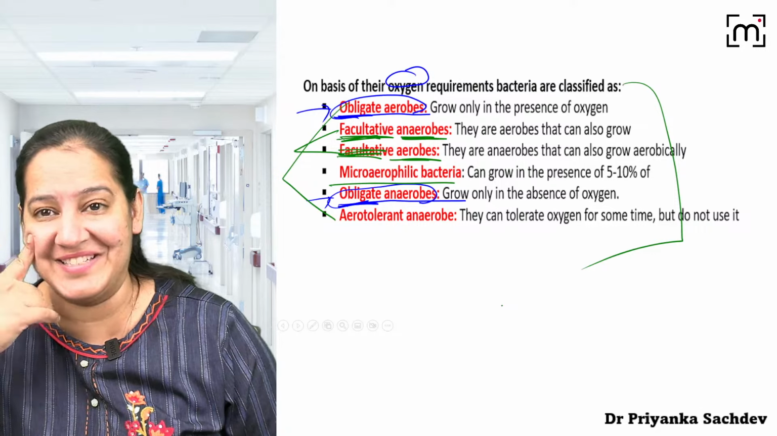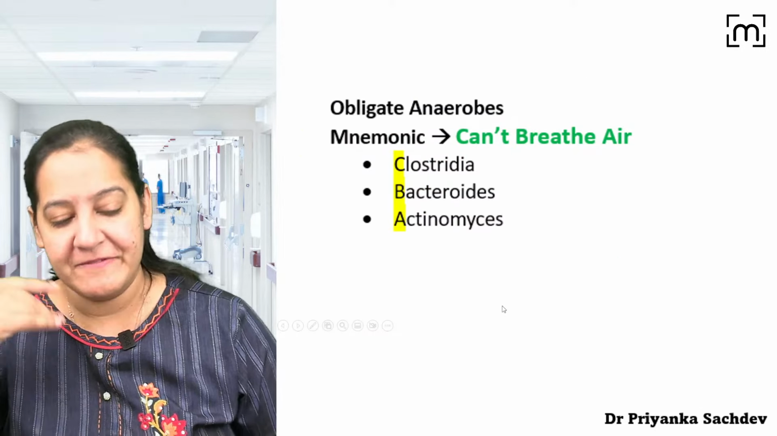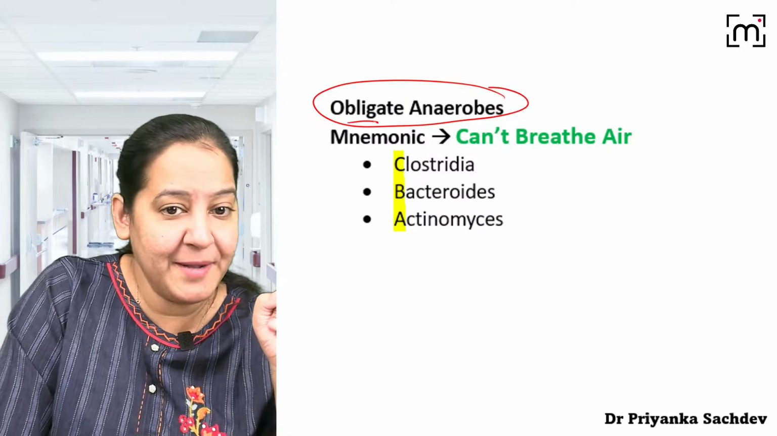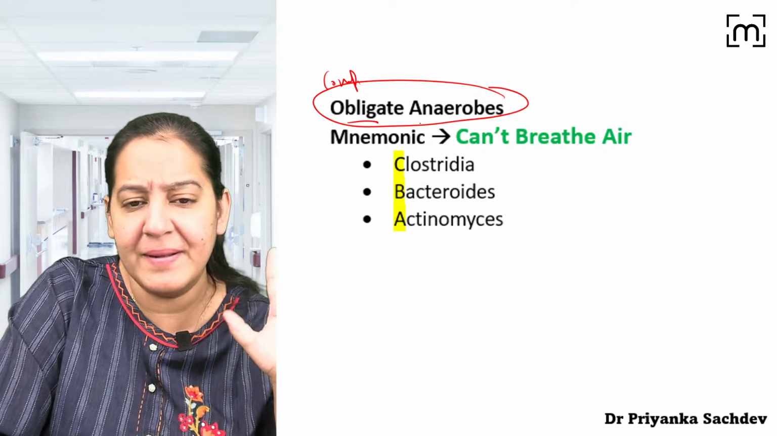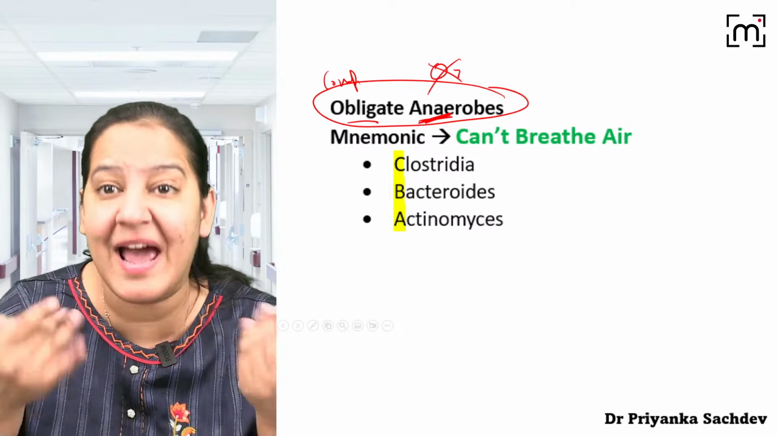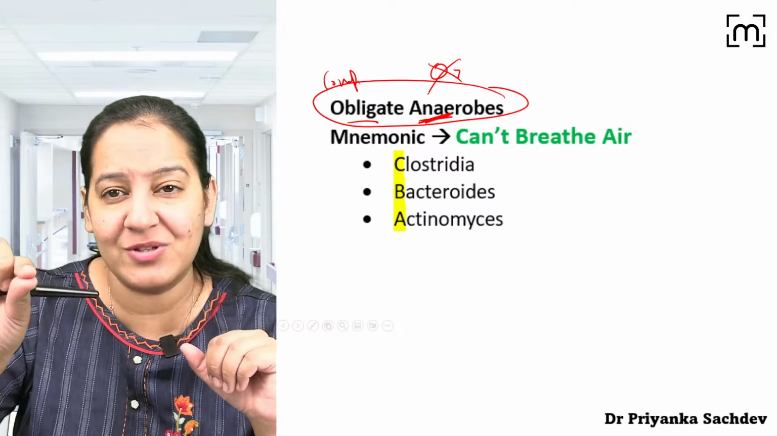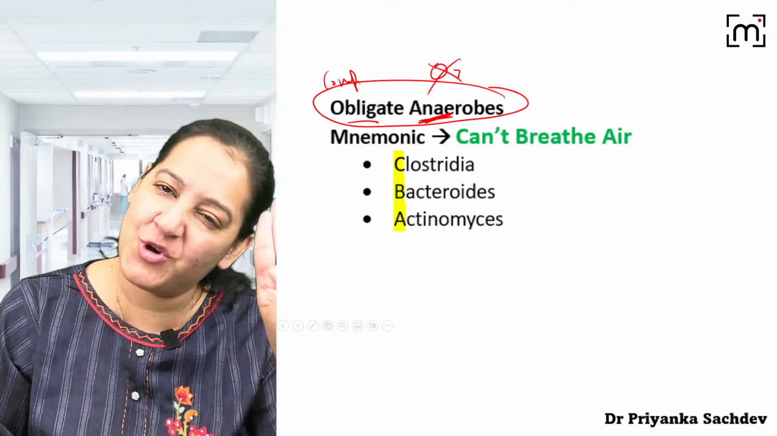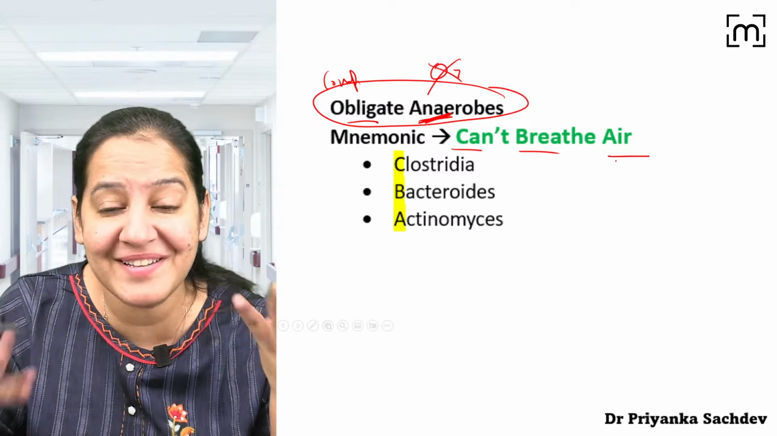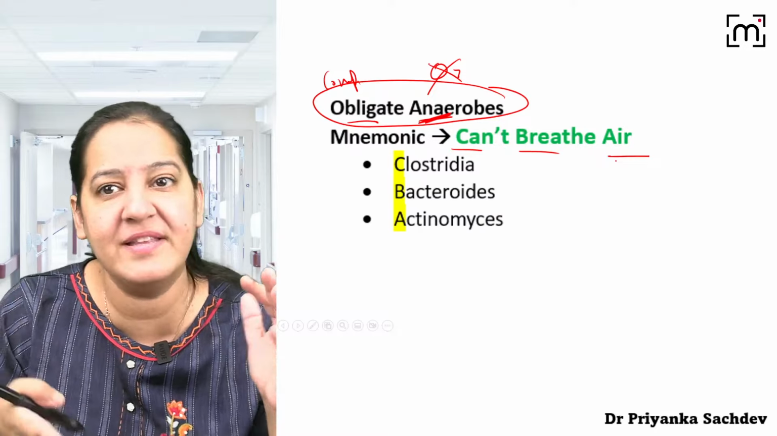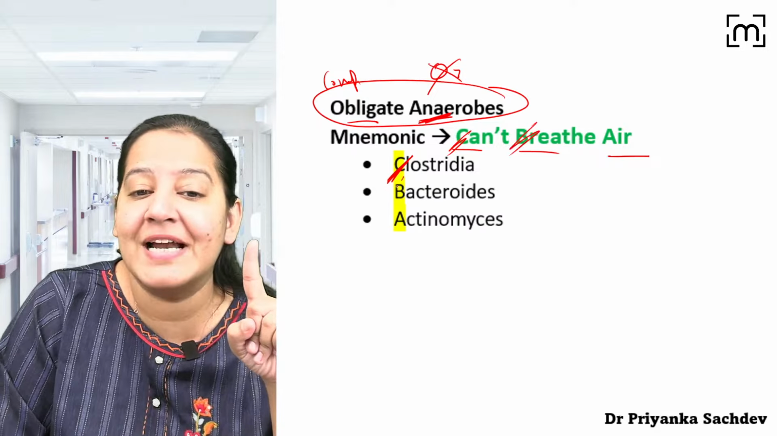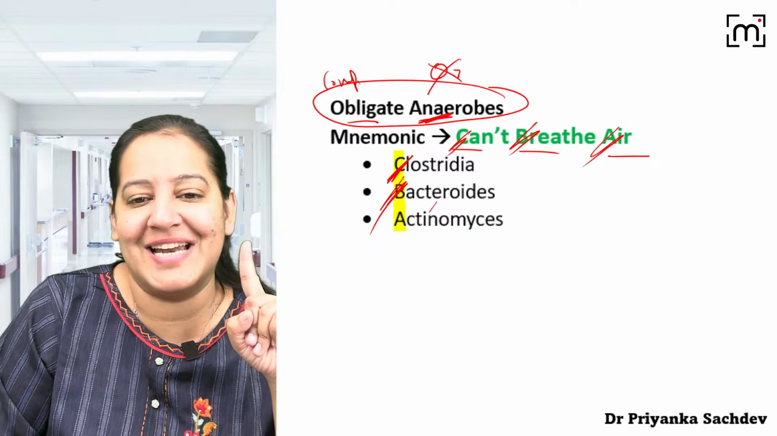I will give you some mnemonics. First, the mnemonic for obligate anaerobes, on which many MCQs come. Obligate means compulsory. They are compulsorily anaerobic, they grow in the absence of oxygen, and if you give them oxygen, they will die. Only 3 bacteria are there. The mnemonic is "Can't breathe air." If they breathe air, they will die. C stands for Clostridia, B for Bacteroides, and A for Actinomycetes.